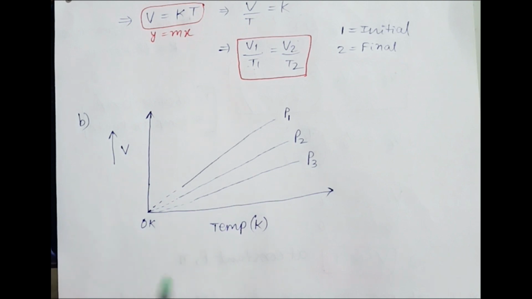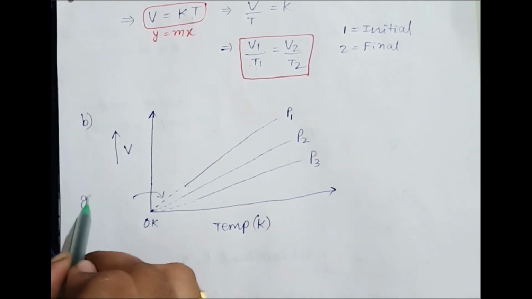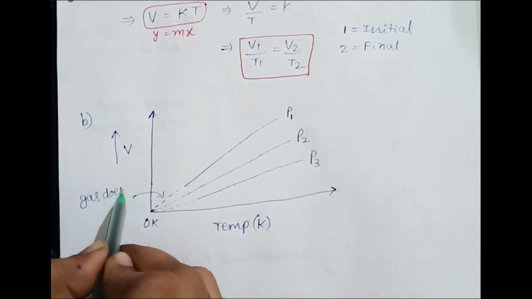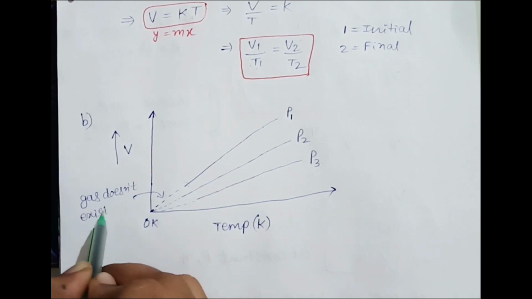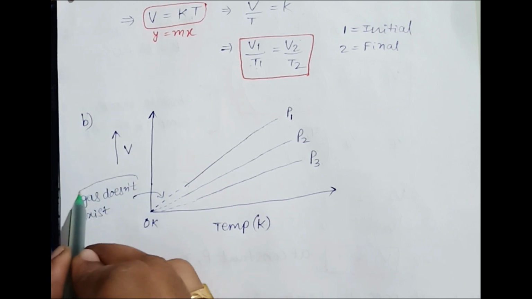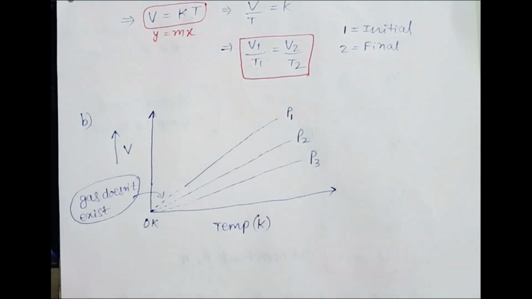You may ask me, sir, why have you drawn dotted lines here? Because I said gas does not exist at this temperature. Just now we have studied. In fact, all the gases must be liquefied at this temperature. That's why I have put dotted lines.